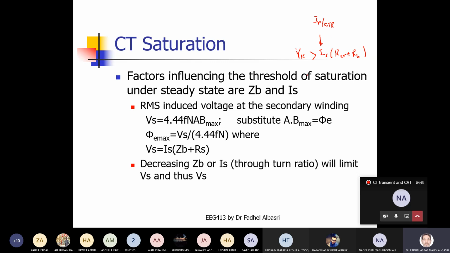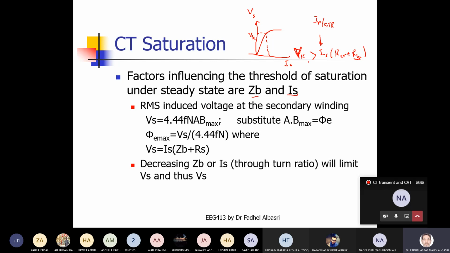And as we can see, the Z burden is the burden of the connection wires and the load, the relays and so forth, and also the magnitude of the current depends on the ratio that you have selected for the CT. Now, from the steady state point of view, why do we want to limit this voltage? Because this voltage is proportional to the knee point voltage on the characteristic, which is Vs versus IE, and that's Vk, at which we don't want to reach 10% error.